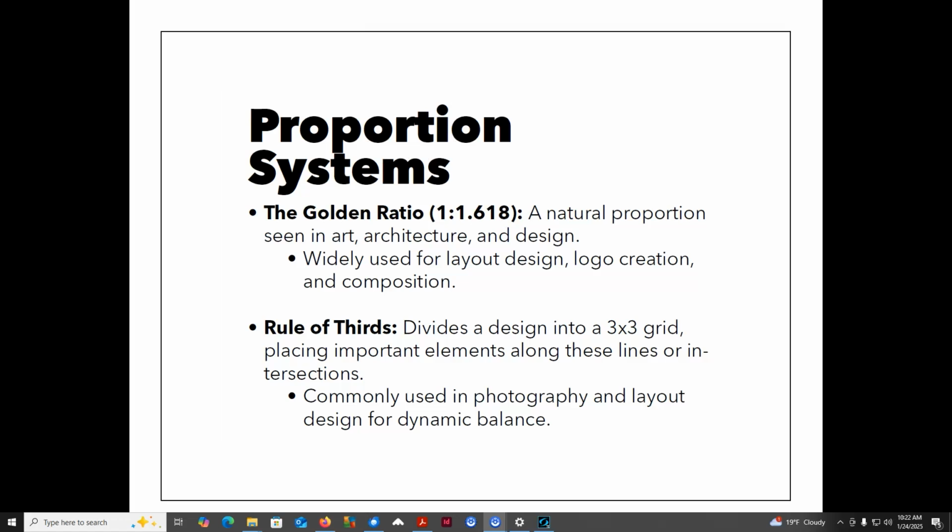Proportion systems include the golden ratio, which is a natural proportion seen in art, architecture, and design. Widely used for layout design, logo creation, and composition. We also have the rule of thirds, which divides a design into 3x3 grids, placing important elements along these lines or intersections. Commonly used in photography and layout design for dynamic balance. If you're a photographer, rule of thirds is something that you have to understand.